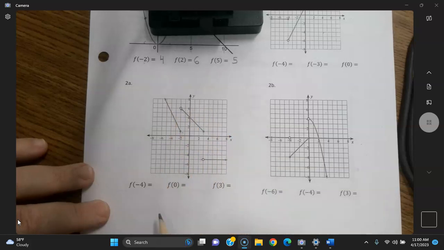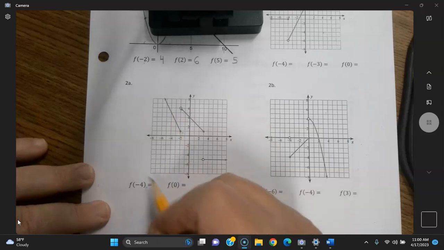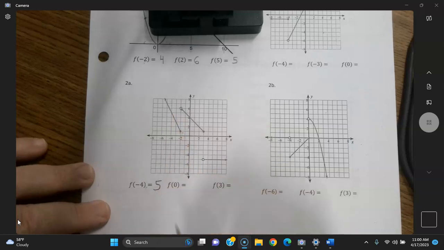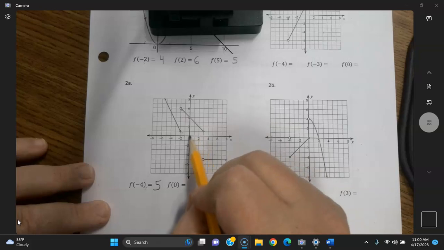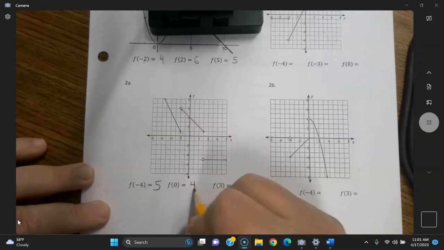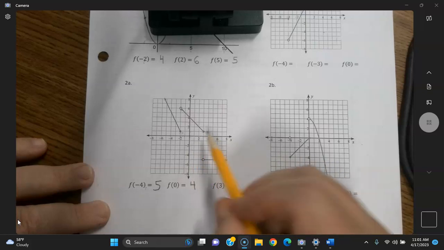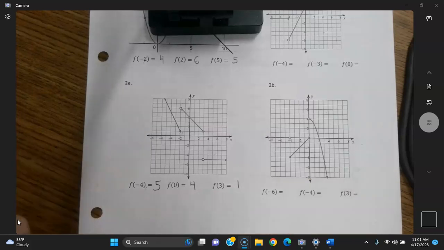All right. So here, -4: you come back on the x-axis 1, 2, 3, 4 and go up 1, 2, 3, 4, 5. So that would be 5. Okay, f of 0 is right here. X equals 0 is up 1, 2, 3, 4. And finally x equals 1, 2, 3, and that's up 1. And that's all you do for these.